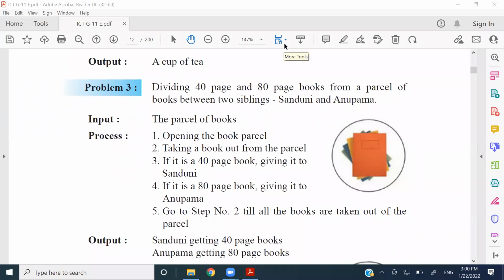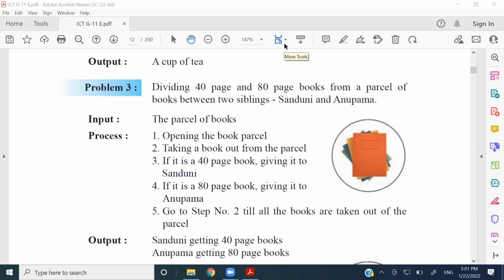If it is a 40-page book, we are going to hand it over to Sanduni. If it is not a 40-page book, we are going to hand it over to Anupama. Or else you can check the condition the other way around. You can take a book and see whether it is an 80-page book or not. So an 80-page book goes to Anupama. If it is not an 80-page book, it is going to be given to Sanduni.